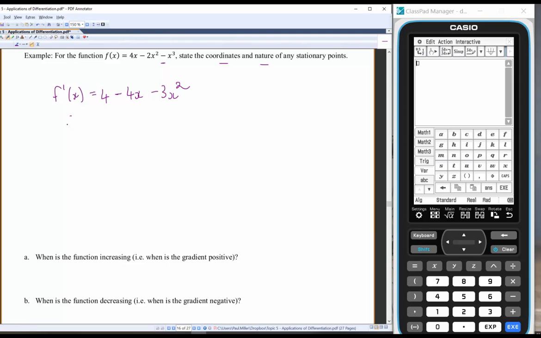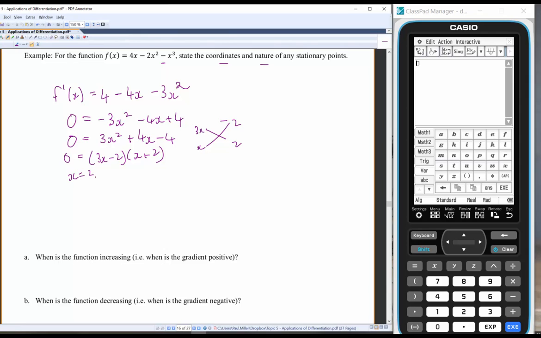Okay, now what we'll do is let the gradient function equal 0. Divide both sides by -1 just to make it, well, I feel like it can make it a bit easier to factorize. 6x, 2x. And x is equal to -2.